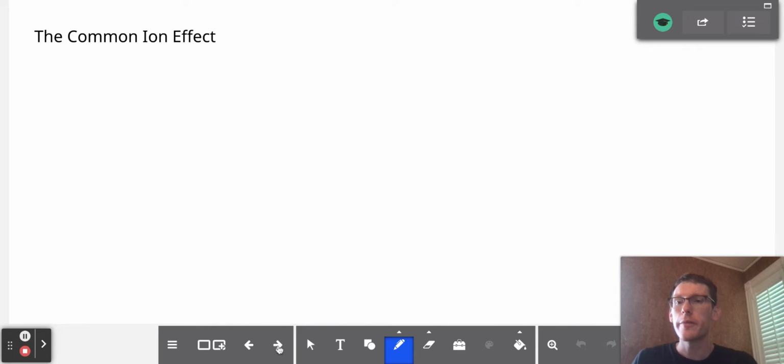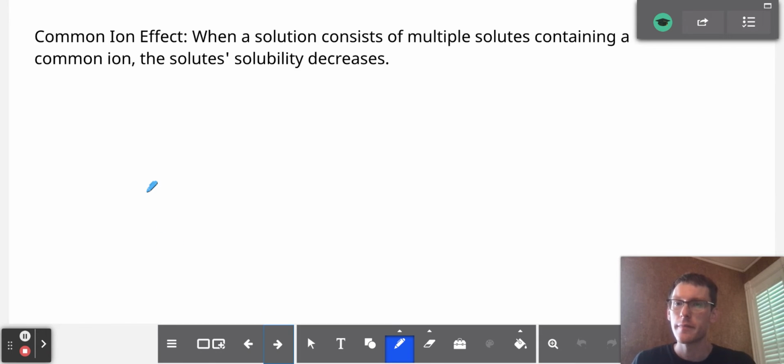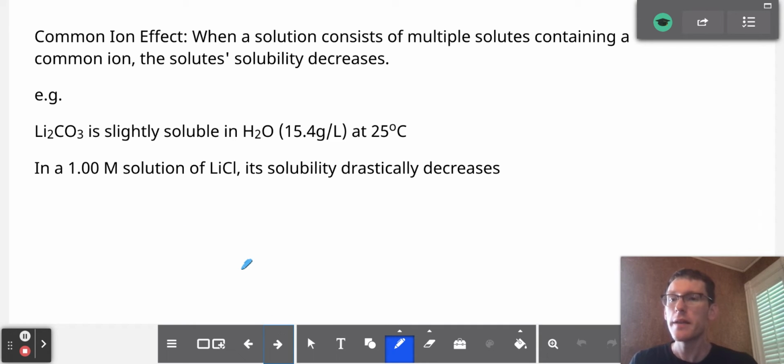In this video, we're going to learn about the common ion effect, which is that when a solution contains multiple solutes that have a common ion, the solute's solubility will decrease. So for example, lithium carbonate is slightly soluble in water. 15.4 grams of lithium carbonate dissolve in a liter of solution at 25 degrees Celsius.